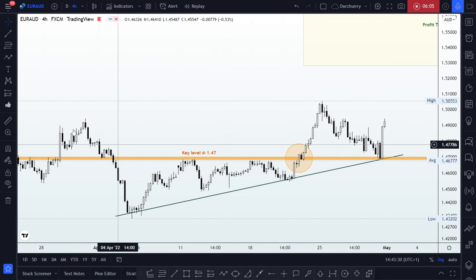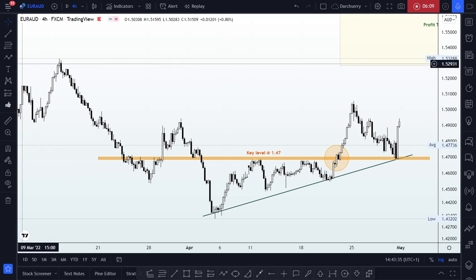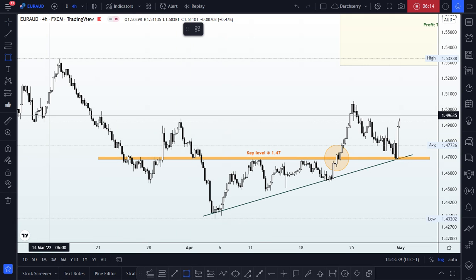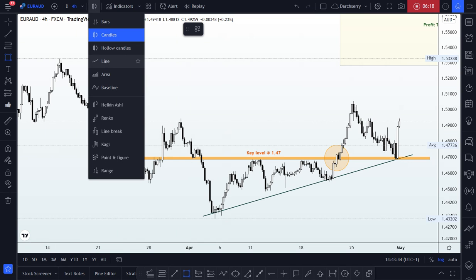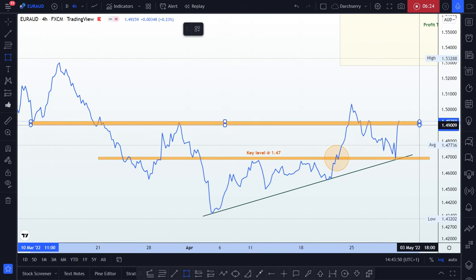And why have we said so? If we go left a little bit, we will notice that we have a structure around this area, that's the 1.49 area, where price appears to be respecting, as you can see, the 1.49250 area.